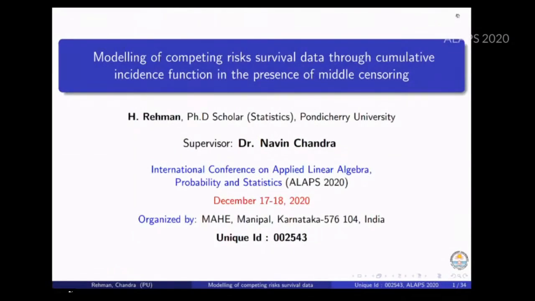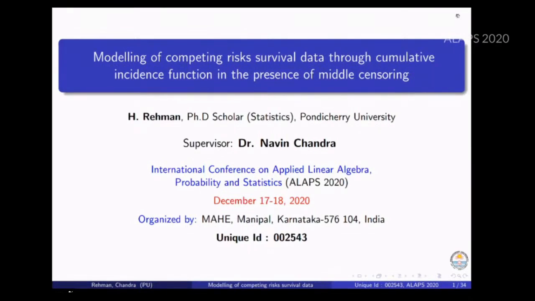Good morning, everyone. Today I am here to present my research work. The title of the presentation is Modeling of Competing Survival Data through Cumulative Incidence Function in the Presence of Middle Censoring. The outline of the presentation is on screen. The situation of competing risks arises when an individual can experience mutually exclusive types of events. For example, in liver transplantation, an individual may receive the transplant or experience death in the waiting queue.